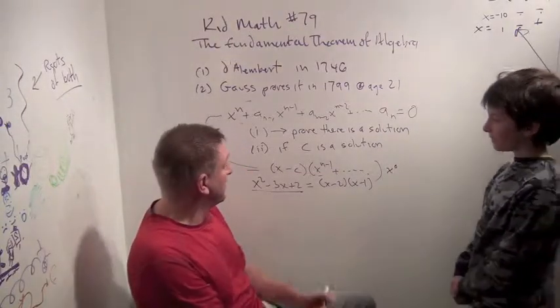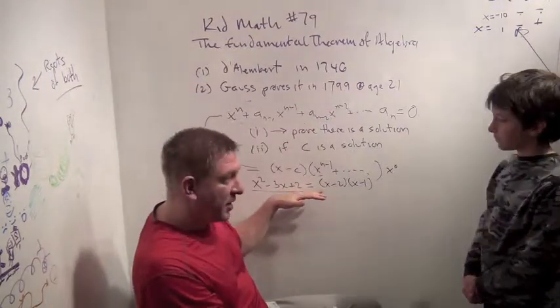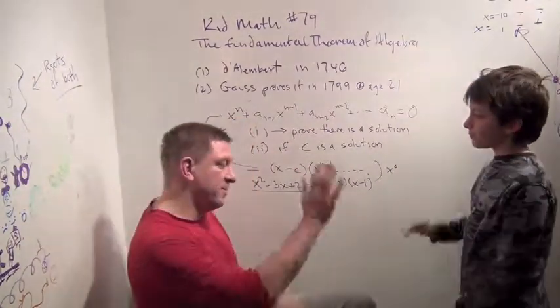Pretty cool, right? Yeah. That's the fundamental theorem of algebra. Gauss proved this, and it's why we can factor polynomials. Cool. And why polynomials of degree n have n roots.